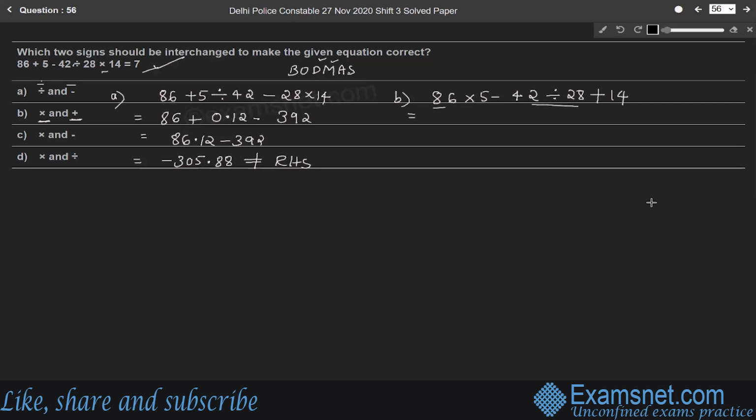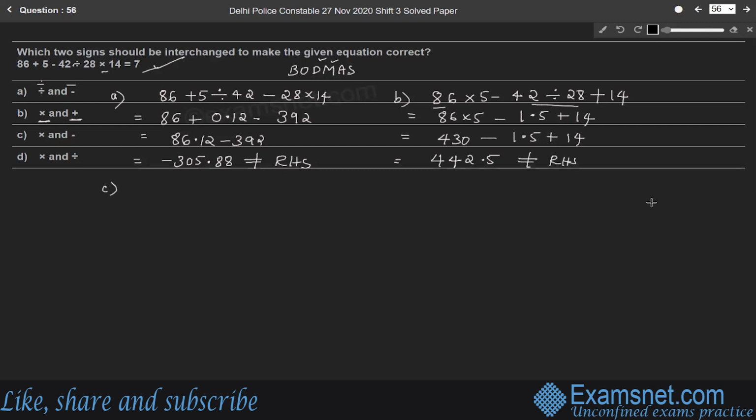So 86 into 5 minus 42 by 28. So it becomes 1.5 plus 14, which 86 into 5 is 430. So minus 1.5 plus 14. So you can write, or at the end you can simplify, right? So which is equal to 442.5, which is not equal to RHS.